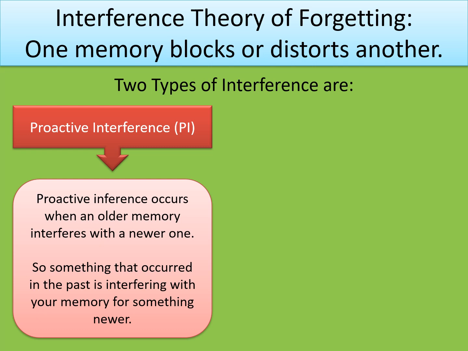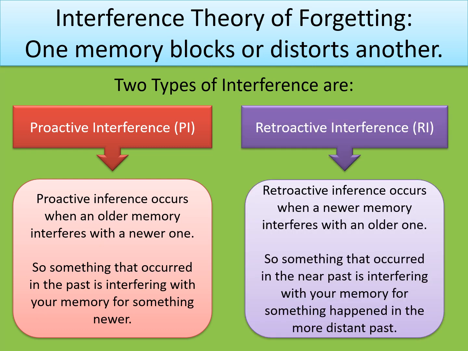So there are two types of interference named on the spec. One is proactive interference and the other is retroactive. Proactive interference means an older memory interferes with a newer one. So something that occurred in the past is interfering with your memory for something newer. And retroactive interference is the opposite. Retroactive interference occurs when a new memory interferes with an older one. So something that's occurred in the near past is interfering with your memory for something that happened in the more distant past.